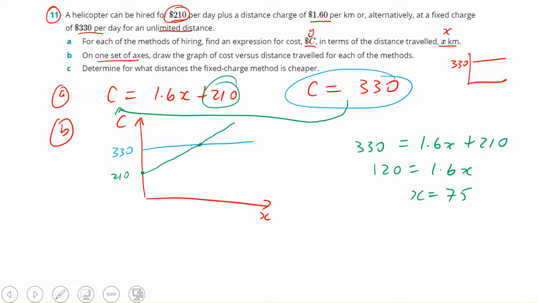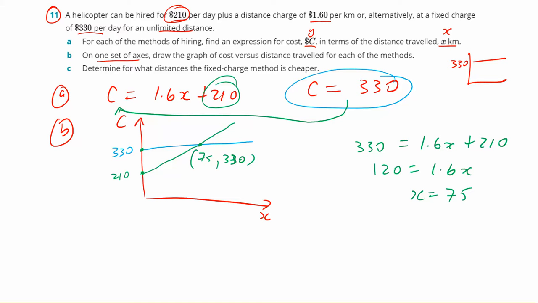Okay, and I need to figure out the other coordinate. We know it's going to intersect at (75, 330). Now, how did I know that my C quantity is going to be 330? Because this is a flat line, so it has to be 330 over there. So I didn't even need a calculator to work that out. And I finished my graph. I've got my C intercepts and my point of intersection, so that works.